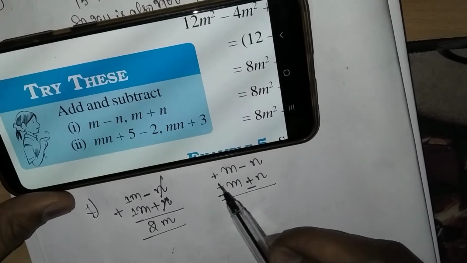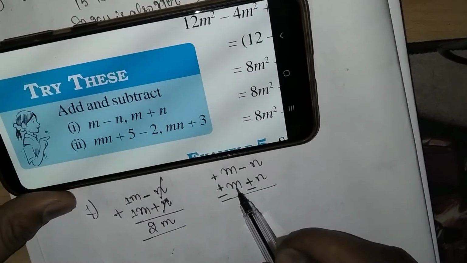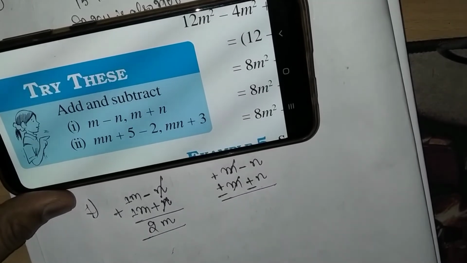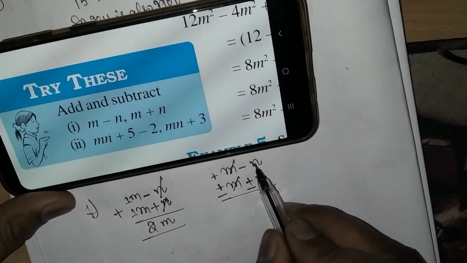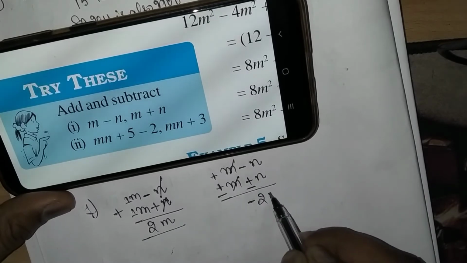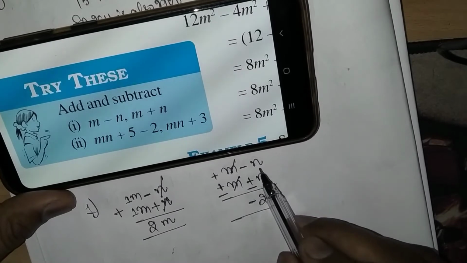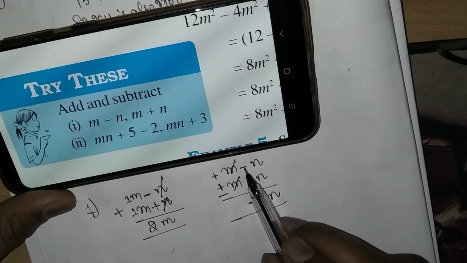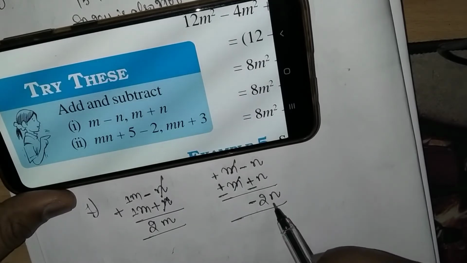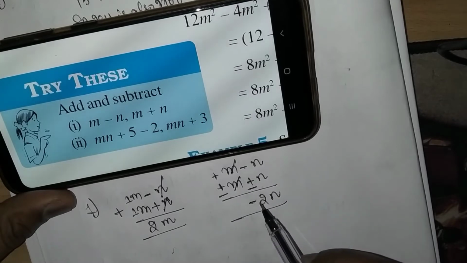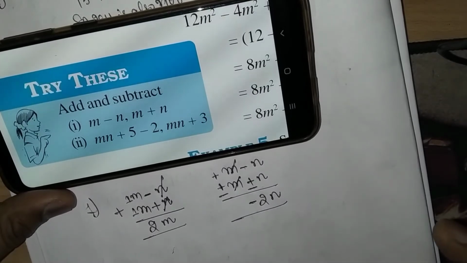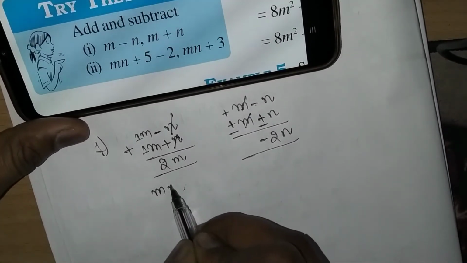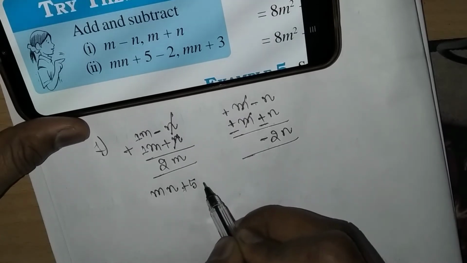Okay, so this one is of plus sign, this one is of minus sign, same but different sign. Then they will be cut, and you will get here minus 1, minus 1, minus 2, and the variable name you will take here n. Understood? Minus 1n, minus 1n, minus 2n, same sign, then you will add them. Have you understood it properly? Hope so.